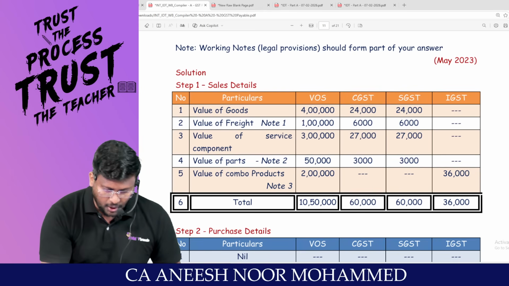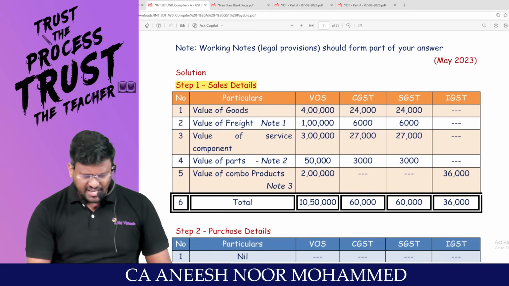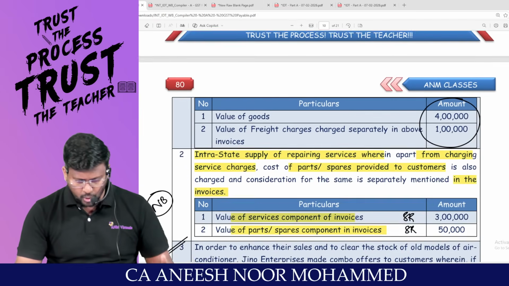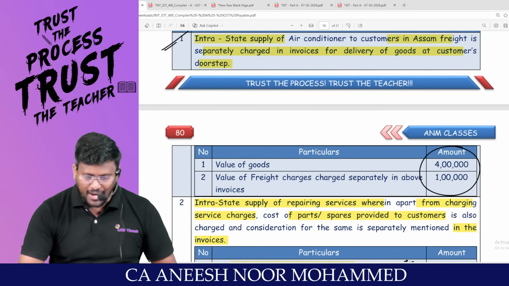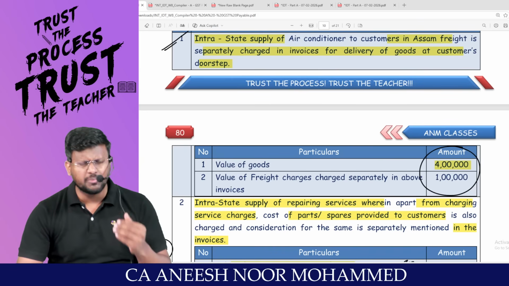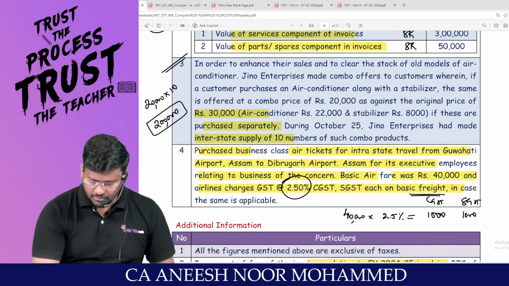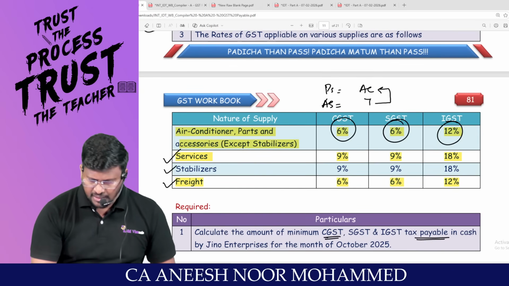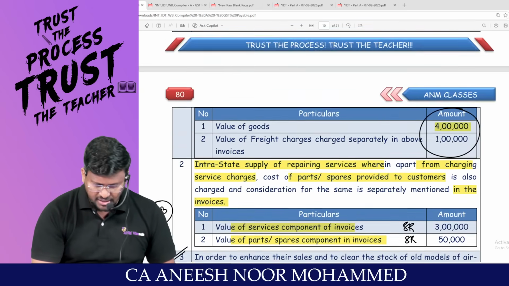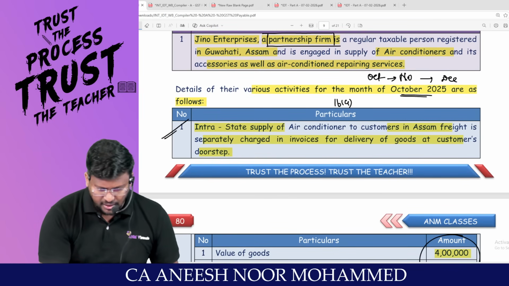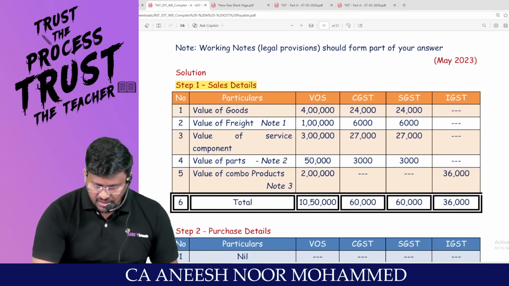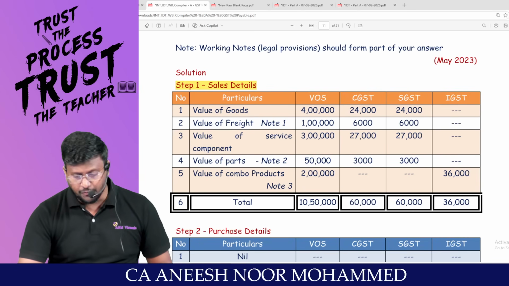Step number 1, you have to tell me what is step number 1. Sales details. Sir, first I'm going back to the question. Point number 1, value of goods is how much? 4 lakh. Goods means what? AC. What is the rate of AC? 6%, 6%, 12%. Is the supply intrastate supply or interstate supply? That means, sir, for 4 lakh, 6%. Calculator, 4 lakh into 6%.